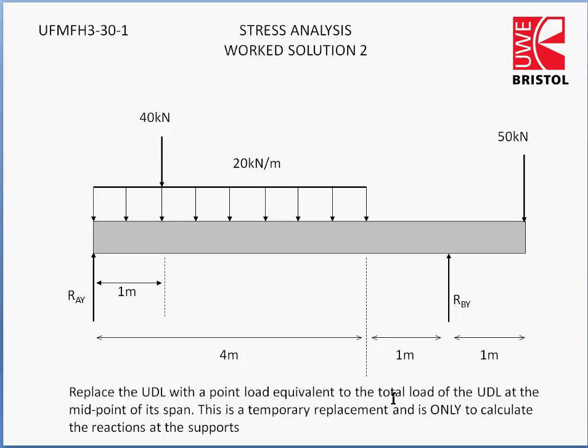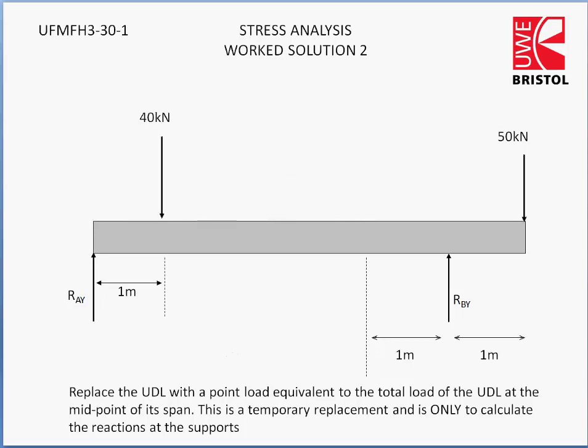So the first thing that we want to do is to replace the UDL with a point load equivalent to the total load of the UDL, and we're going to place that point load at the midpoint of the UDL. Remember that this is just going to be a temporary measure in order to help us calculate the reactions at the supports. So in effect we're just going to convert this and go back to the same kind of problem we had for work solution 1.